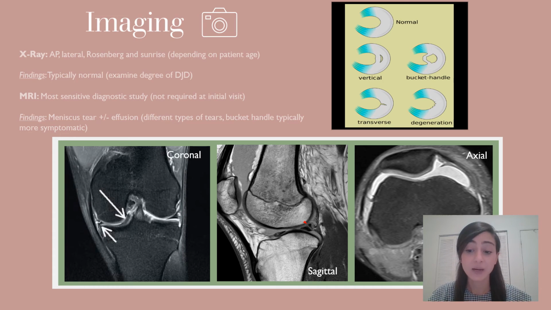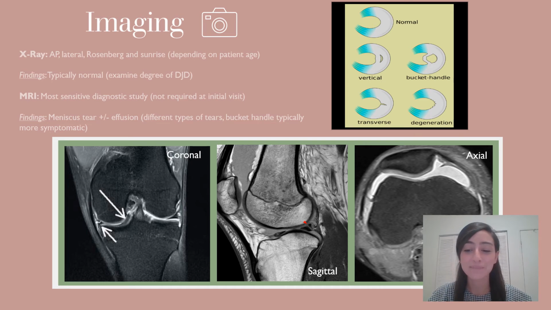And then in my younger patients with typically acute injuries, you can really just obtain the AP, lateral, and Sunrise views because really you're looking for fractures. You can also see evidence of effusion on that as well. So typically these x-rays are going to be pretty normal, which is good, and your patient's going to be pretty happy that they don't have a fracture.